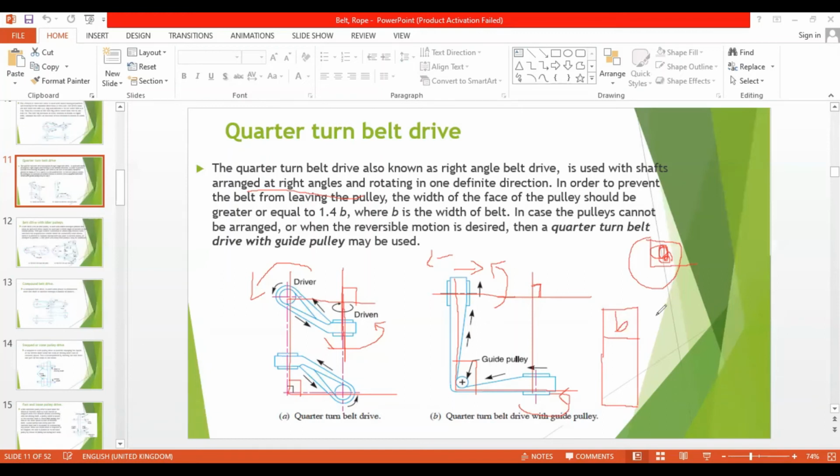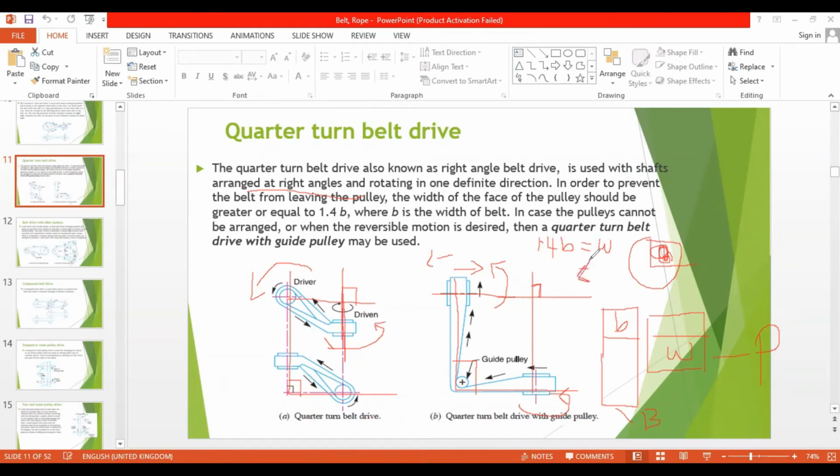Then the pulley, right? The width of the pulley should be greater than 1.4 times that of B. So I put W, this is a pulley. I'm drawing all of this in top view, okay? This is the pulley and this is the belt. So here, 1.4 B would be equal to W. W is the width of the pulley, or W should be greater than 1.4 of B.